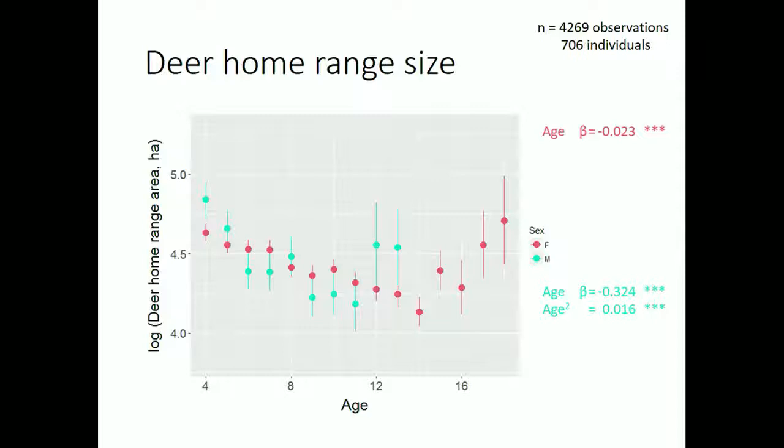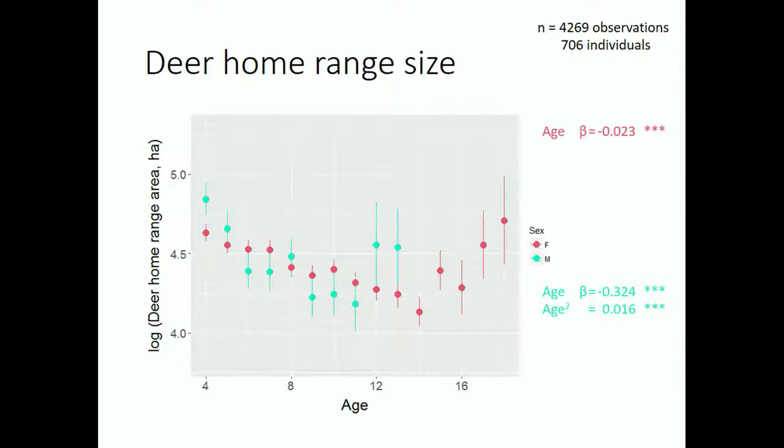So in all of the plots I'm just showing raw data averages and standard errors. And here we've got age on the x-axis, and home range area on the y. This is deer home ranges, measured in hectares, and I've logged it just to normalize it. We've got males shown in blue, but I guess it looks kind of green.